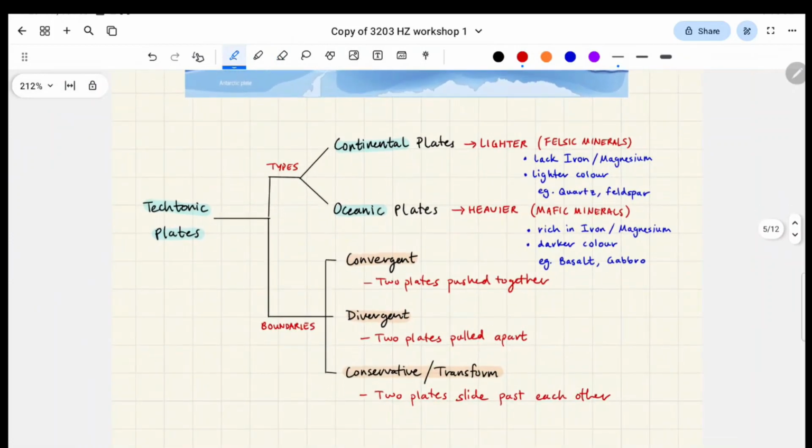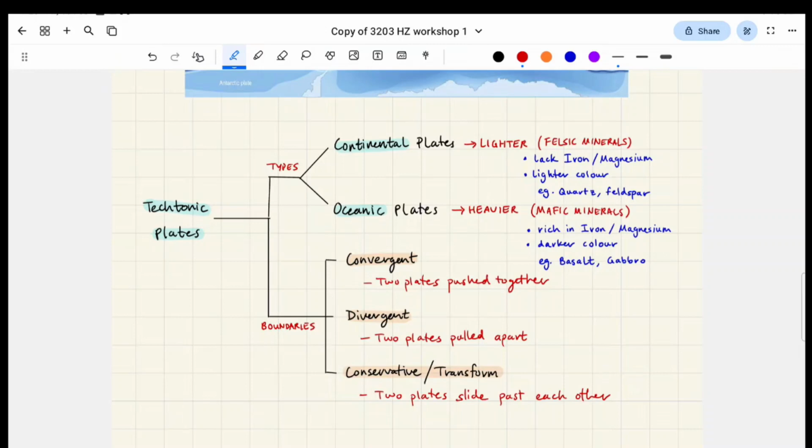So now we're going into the various types, right? I've included a lot of information here, so it might take a second to digest, but essentially your continental plates, so those are plates with land, right? They're lighter in general, and they contain a lot of felsic minerals that's lacking in iron and magnesium. That causes a lighter color for those types of rocks. Whereas your oceanic plates are heavier, they have mafic minerals, which is the type of minerals which cause darker colors in the rocks. Yeah, we include some examples here.